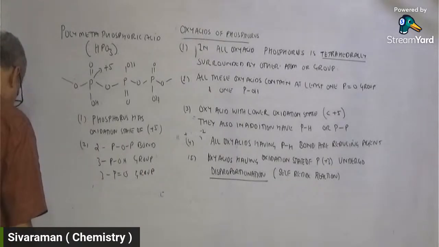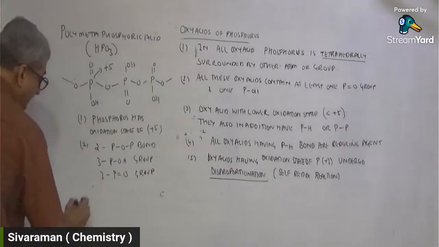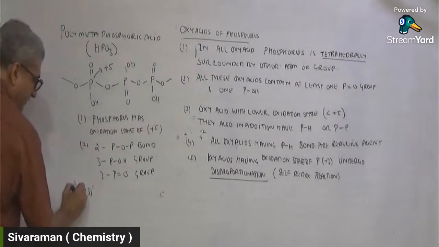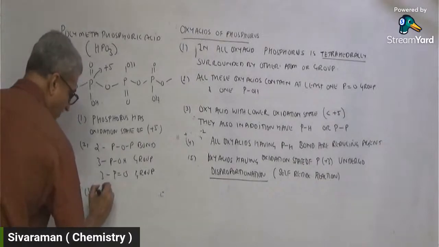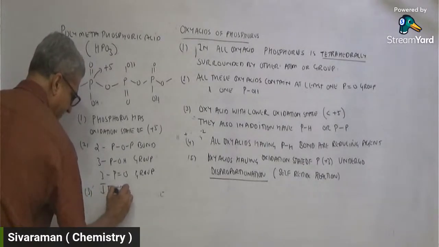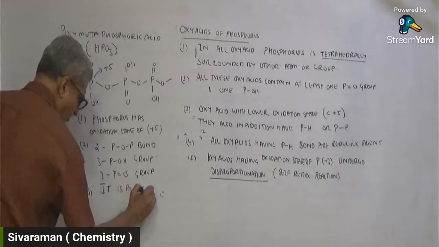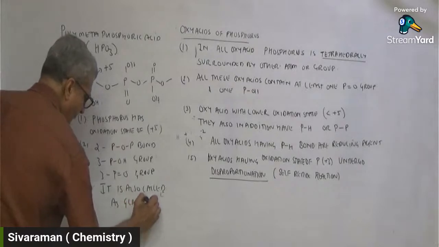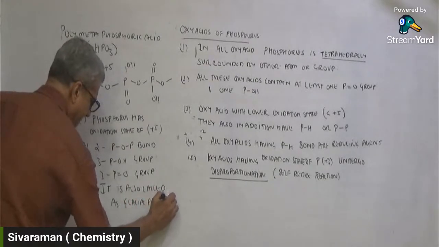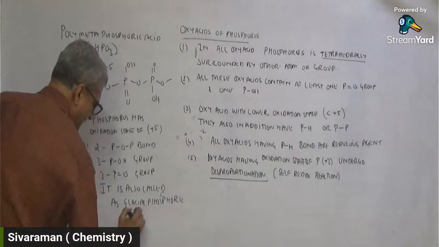Then, very important point: it is also called glacial phosphoric acid.